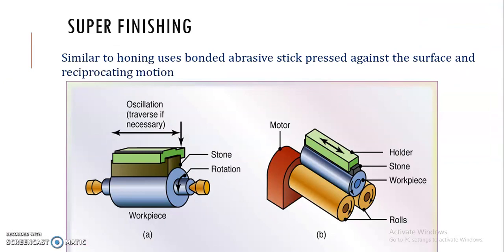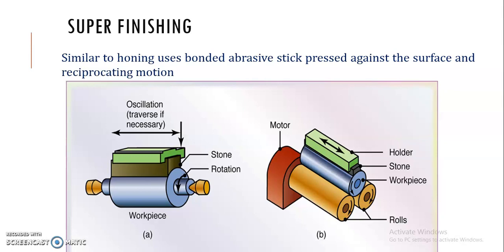Now super finishing is the last process. This super finishing is similar to a honing process. As in a honing tool, around the periphery of which bonded abrasive sticks are used, in a similar way here also we are using bonded abrasive stones in place of a stick. These stones are pressed against the rough cylindrical workpiece surface, and due to the reciprocating action we can smoothen the surface.